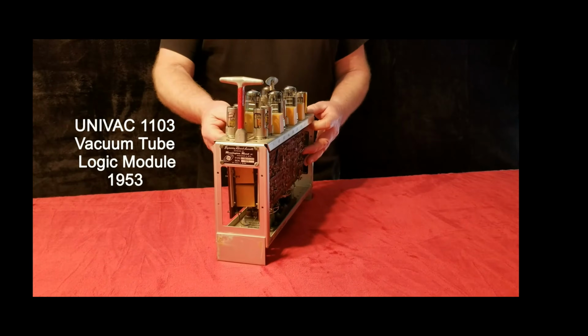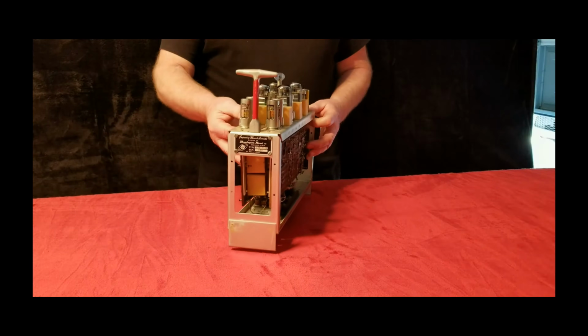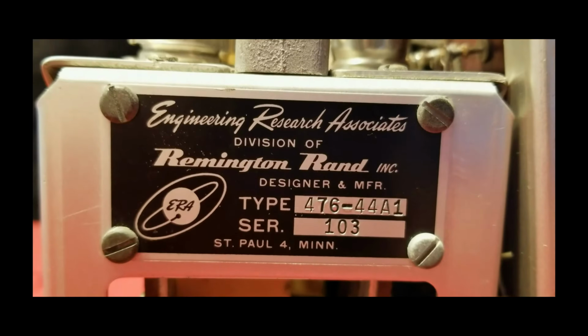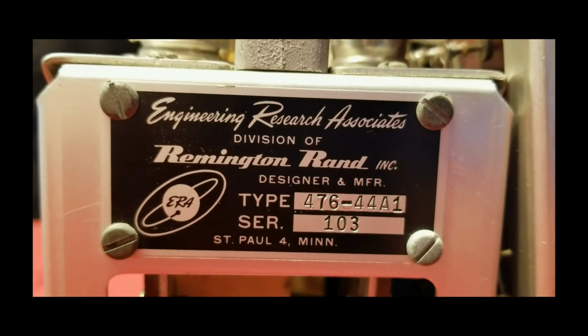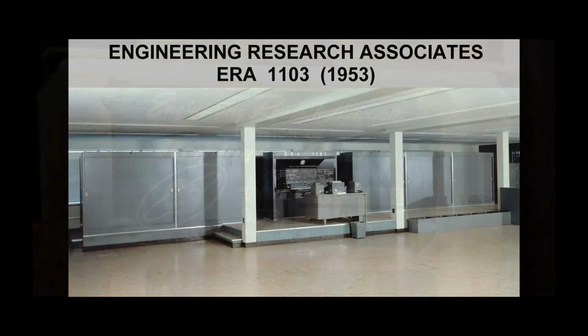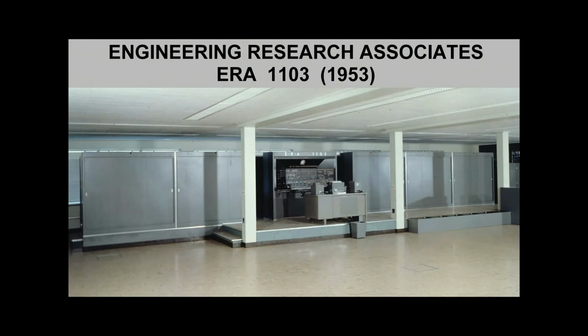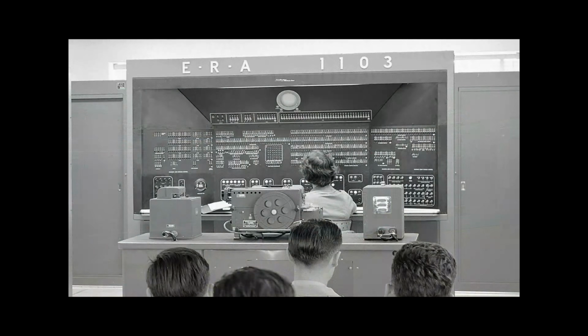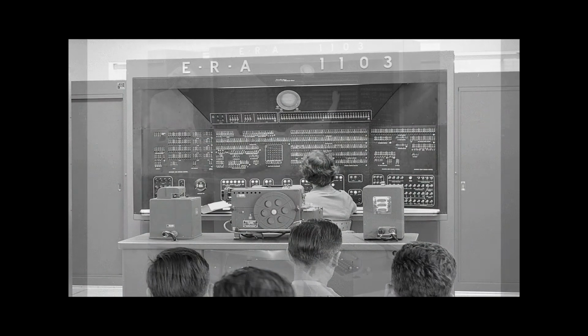The UNIVAC 1103, announced in February 1953, was designed and built by Engineering Research Associates, a division of Remington Rand. Originally designated the E.R.A. 1103, it was later marketed under the UNIVAC name to follow Remington Rand's marketing strategy of maximizing the brand recognition of the UNIVAC name.